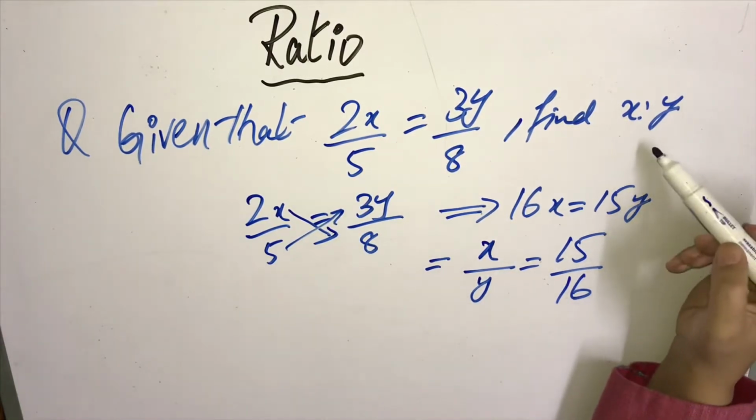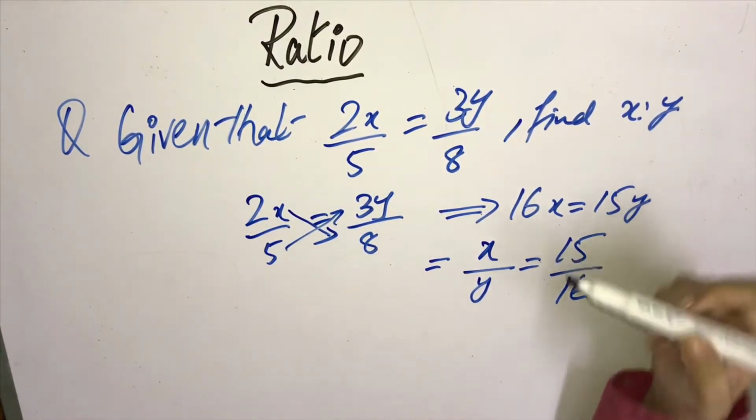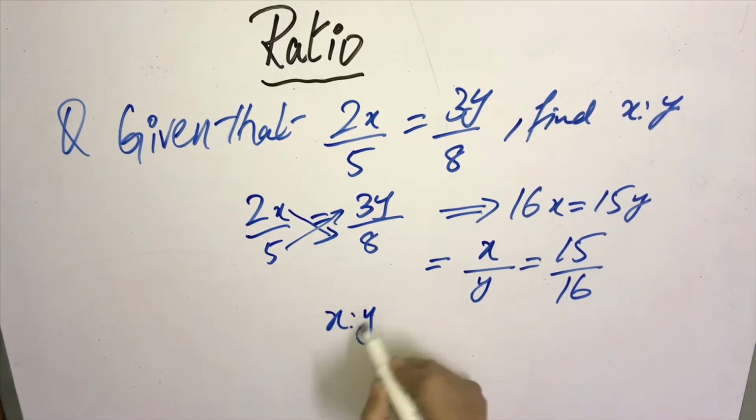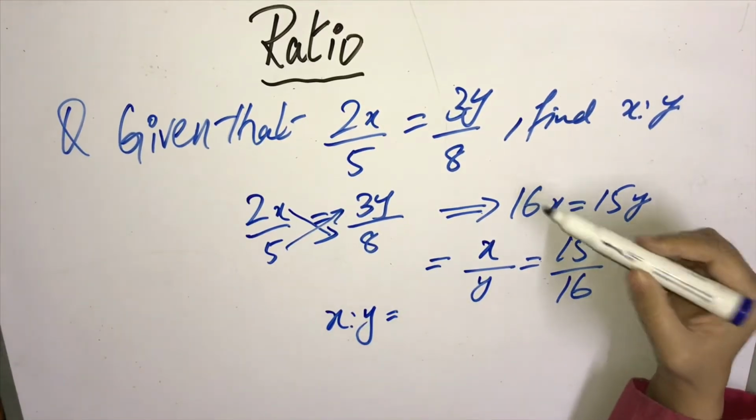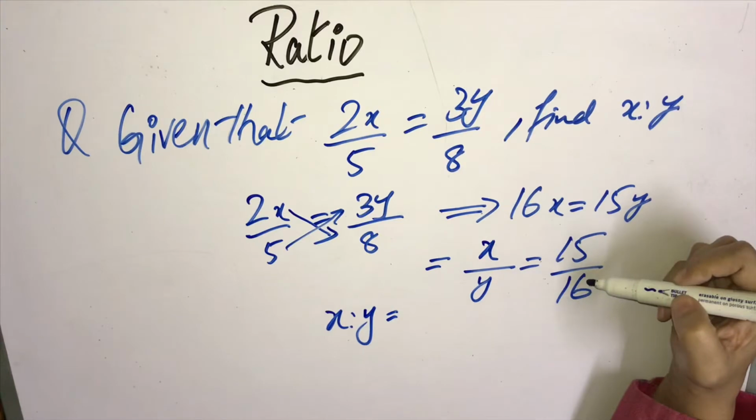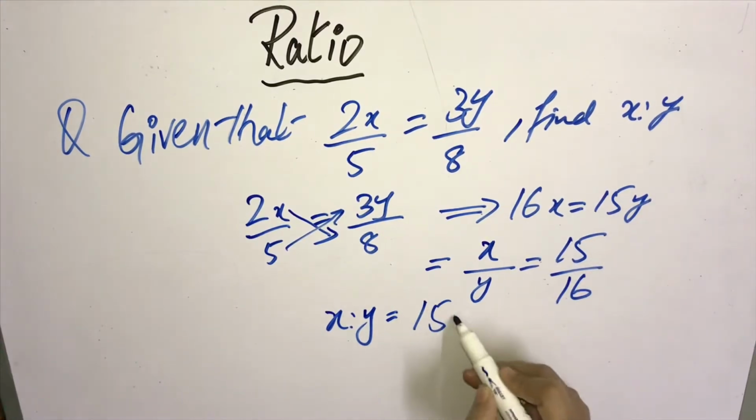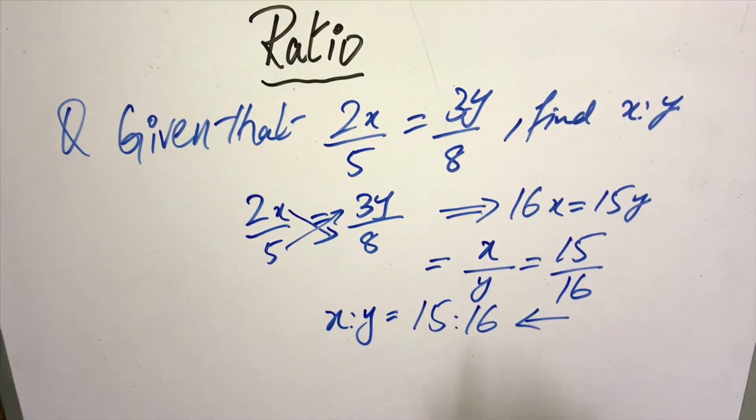I need x ratio y. I have taken y below x to make it x ratio y, and I have taken this 16 on the other side. It is now below 15 and it will be 15 ratio 16 as they have no common divisor. So 15 ratio 16 is the value of x ratio y, and this is my answer.